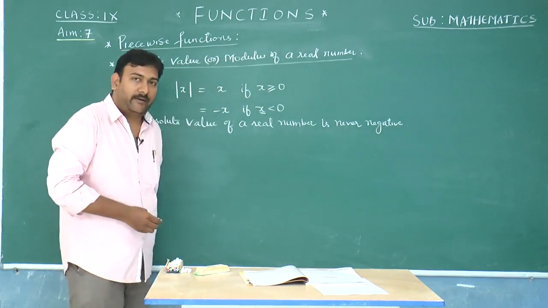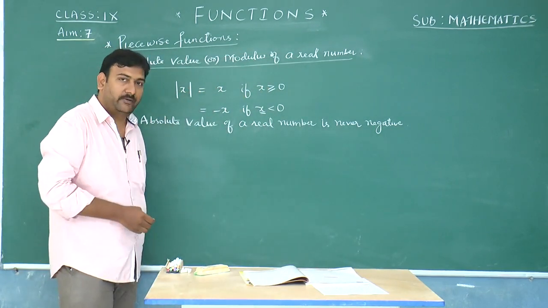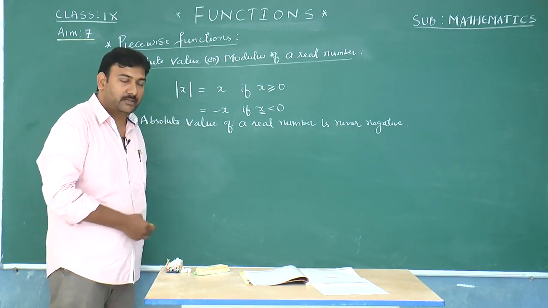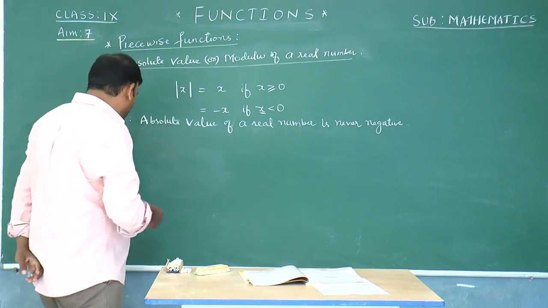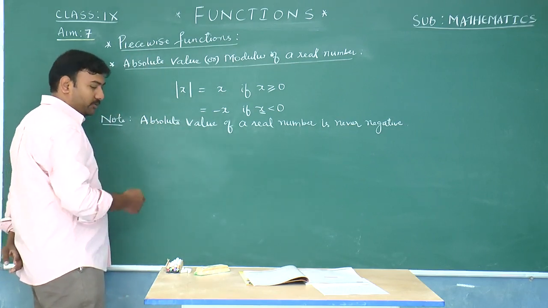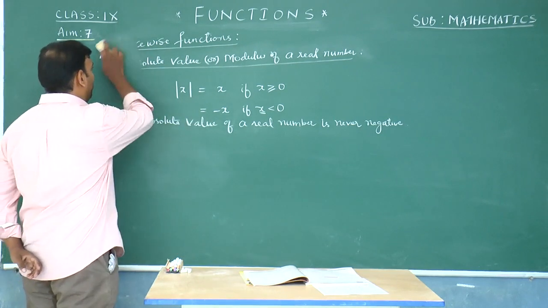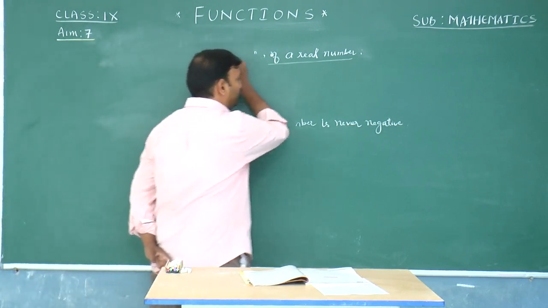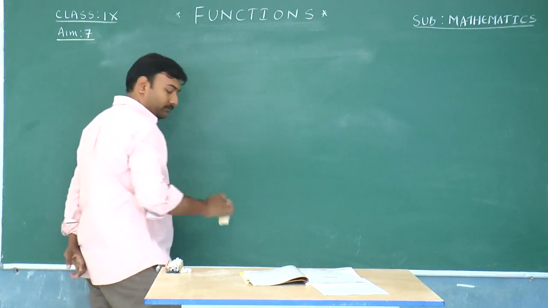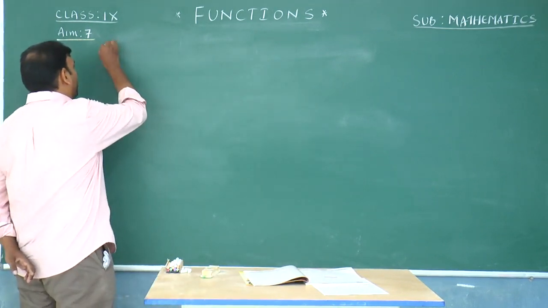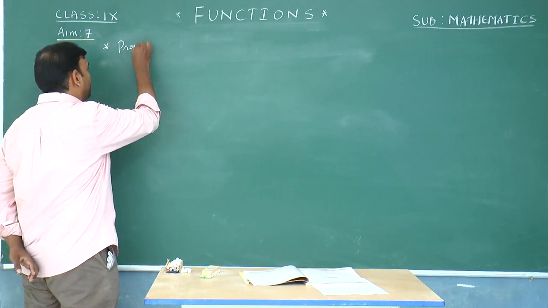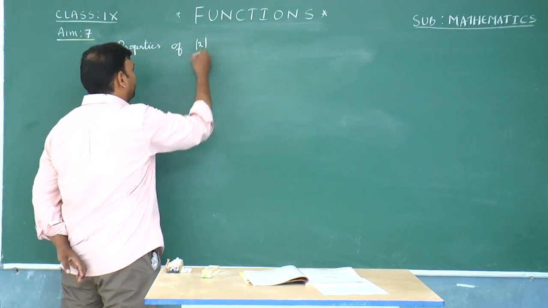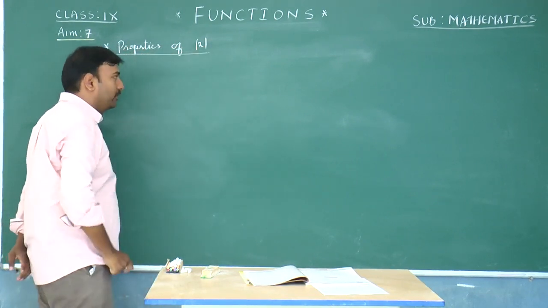So, because we have already discussed the absolute value of a real number, now let us check the absolute value equations and inequations and their solutions, or we can say the properties of absolute value. So let us see the properties of the absolute value of a real number. You can say properties of modulus of x.